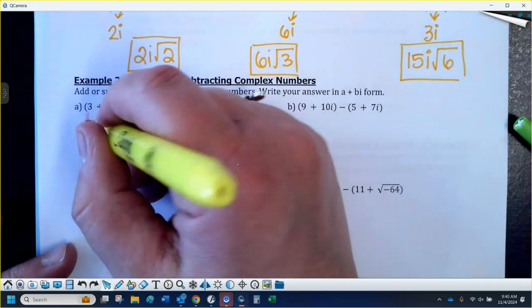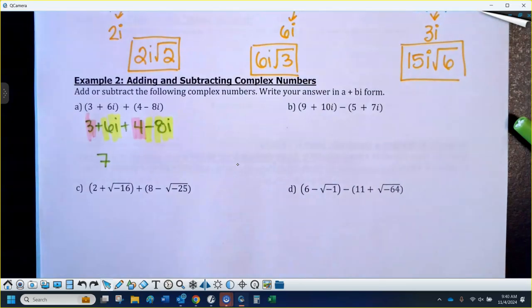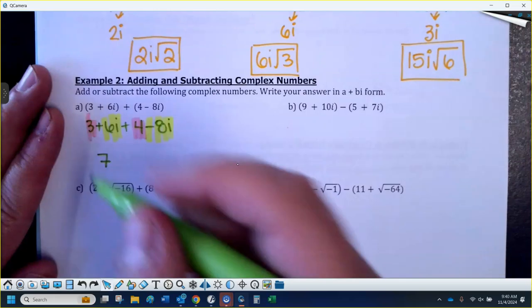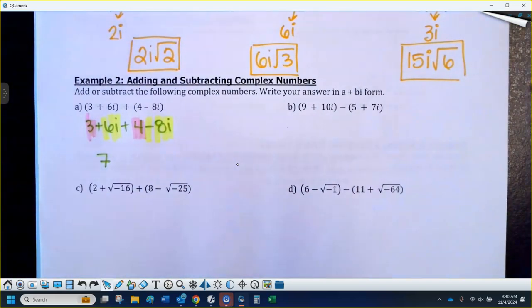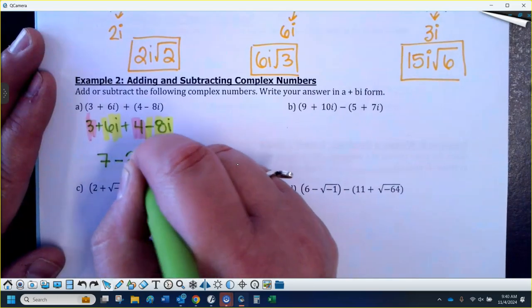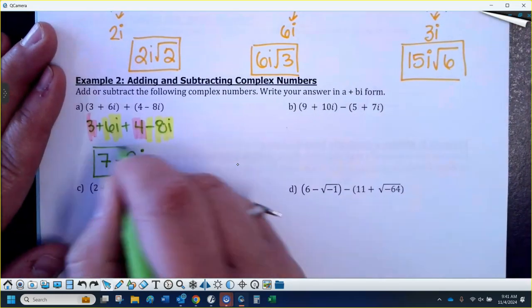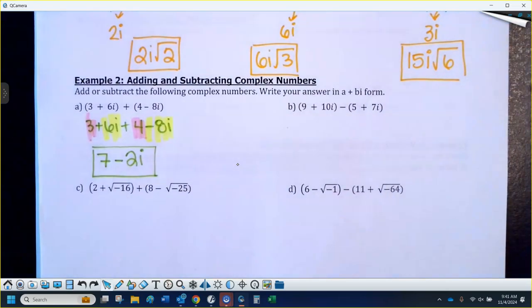So I have 6i and negative 8i. It would be like if I told you to do 6x minus 8x. It works the same way. We're just using the letter i, and it's not a variable because it's technically the square root of negative 1, but this would be minus 2i, and it should be in that format where the real part is first and then anything with an i comes second. So this would be my answer, 7 minus 2i. It's in that a plus bi format.